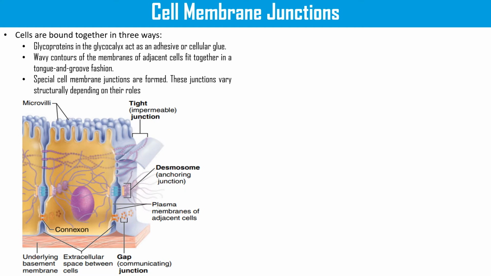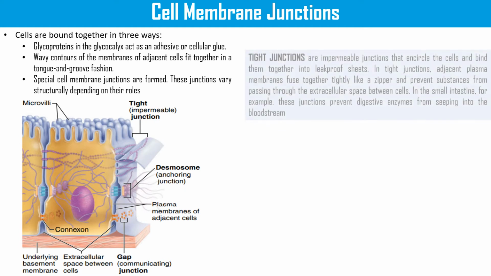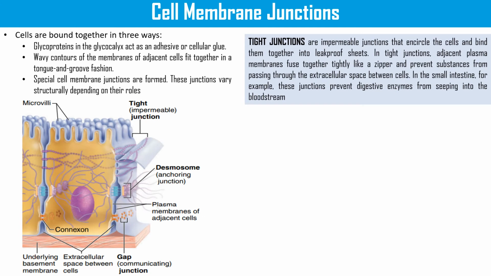So three types of junctions are there: tight junctions, desmosomes, and gap junctions. Tight junctions are impermeable. Desmosomes are the anchoring junctions, and gap junctions are used for communication. Starting with the tight junction.